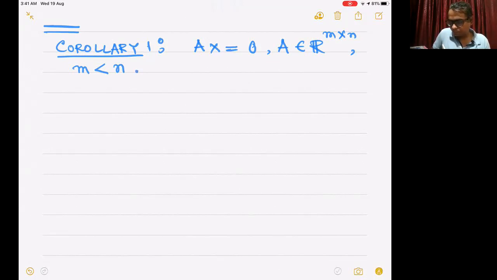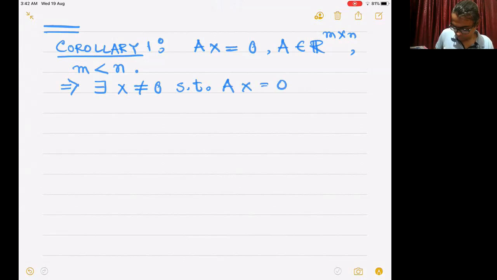Now, the corollary says that this means there exists x not equal to 0, meaning non-trivial, not the 0 vector, such that Ax is equal to 0. In words, this means there exist non-trivial solutions to this equation. Why is that so?